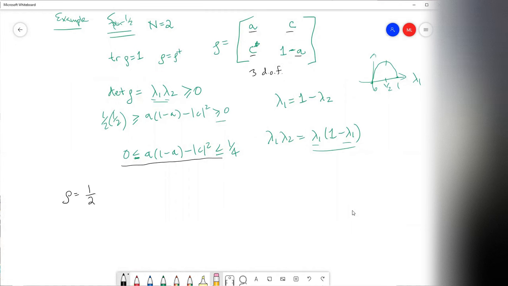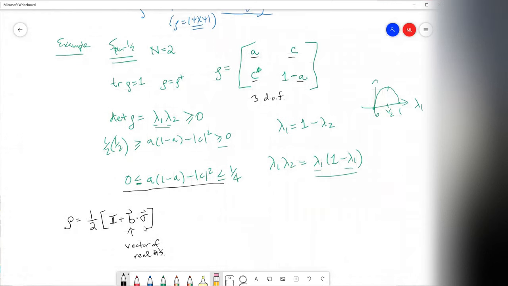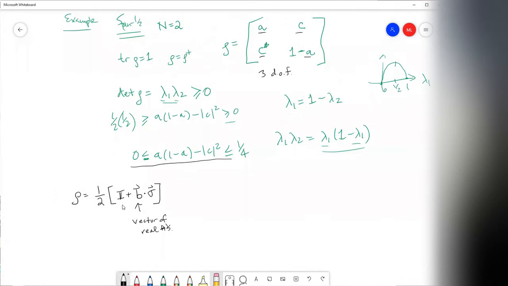It's actually going to be equal to 1/2 times the identity plus B dotted into the vector of Pauli matrices, where B is now a vector of real numbers. It's not obvious, but you can do it just like we did on the homework. You can expand this in the Pauli matrices, get a 2x2 matrix, and see how the coefficients of this B vector are connected to these coefficients here. But some things should be obvious right away, like the trace condition. The trace of the identity here is just 2, and 2 over 2 is 1, and the Pauli matrices have 0 trace. So you can make this connection.